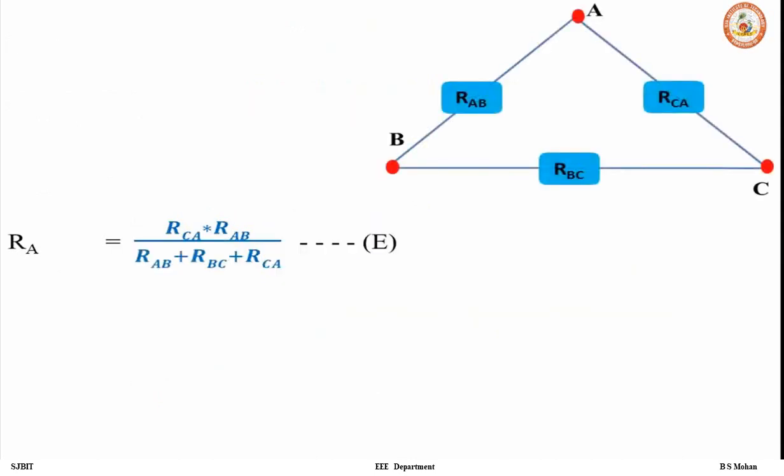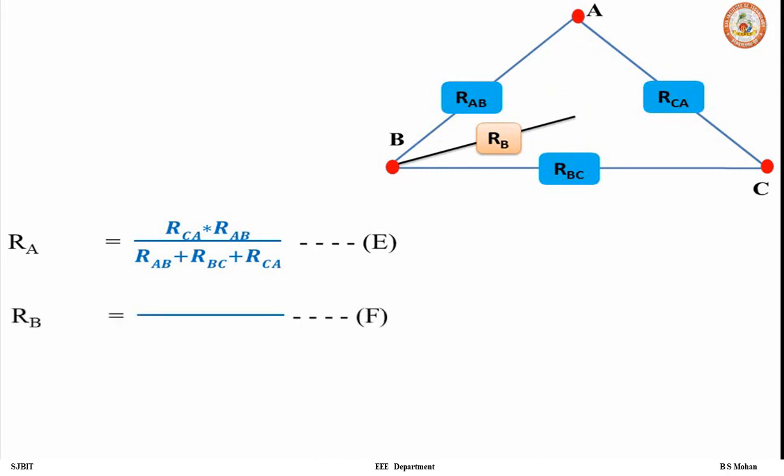So this is the star delta network RAB, RBC, RCA, where we require the star network RA, RB, RC. We have now derived for RA, and let us write the equation for RB and RC. So one can see RA is in contact with two delta elements. Which are those two? RAB and RCA. Thus product of those two divided by the summation of all the delta elements.